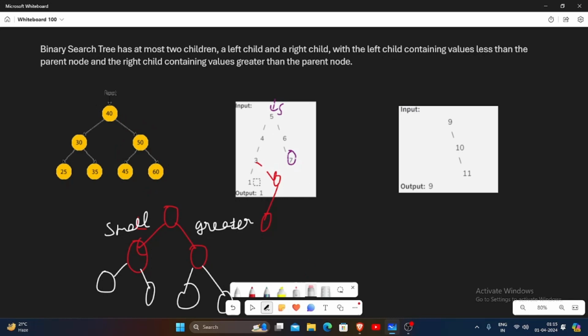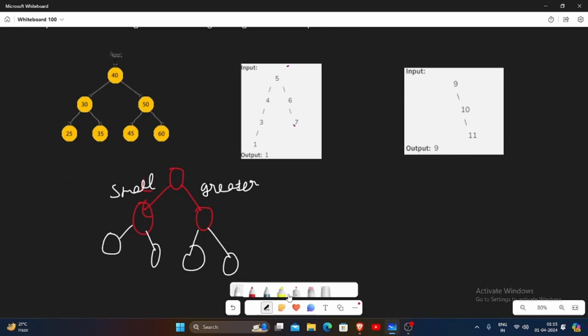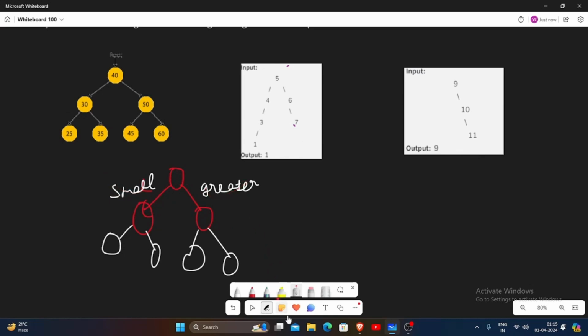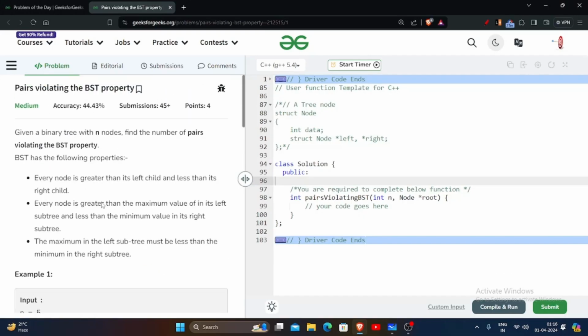So this is our BST. Again, I've written it simply. If this is a node, then on the smaller side, this side is small, and this side is the greater. So now the problem says we need to tell the pairs that violate the BST property.